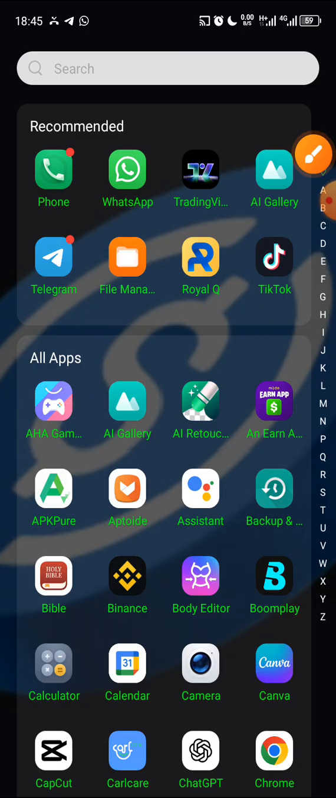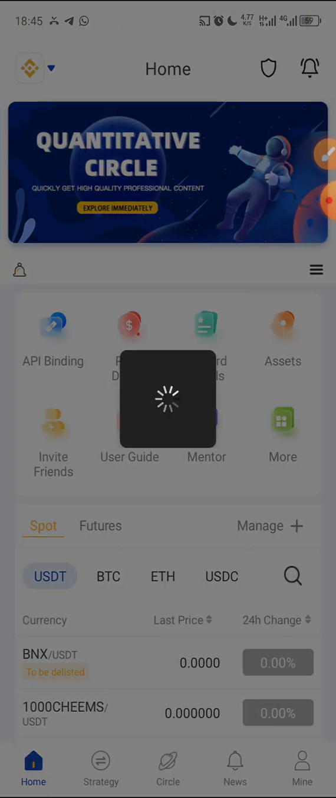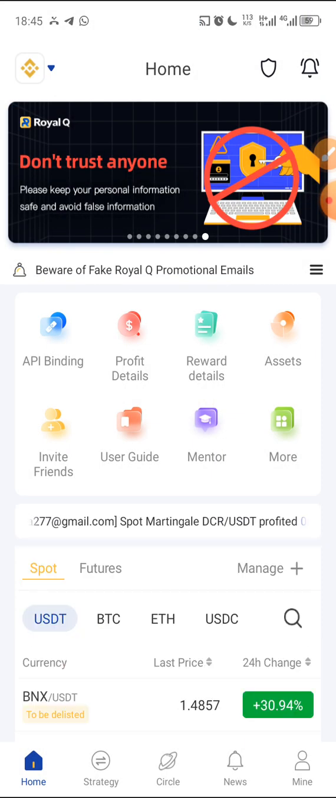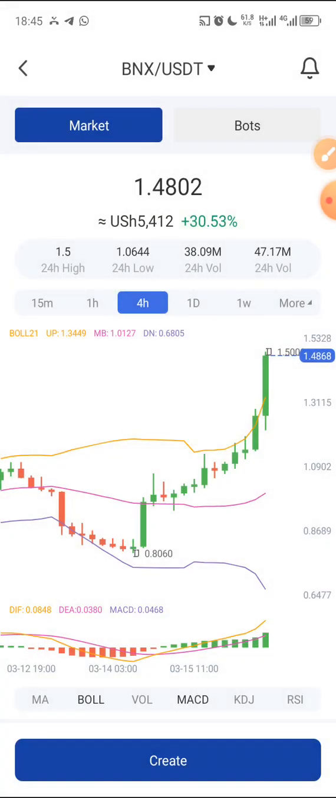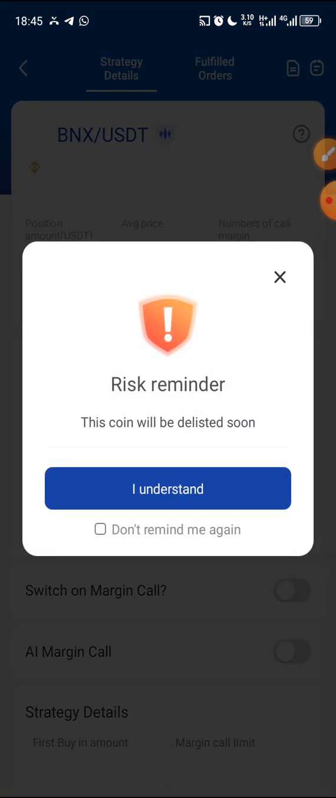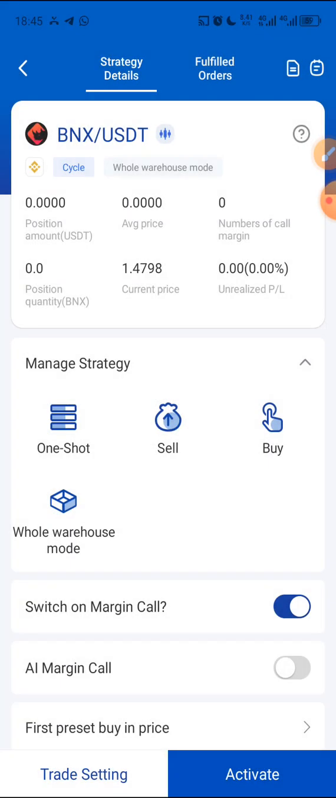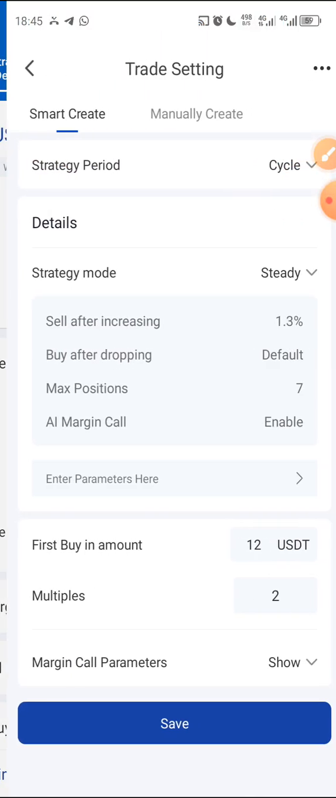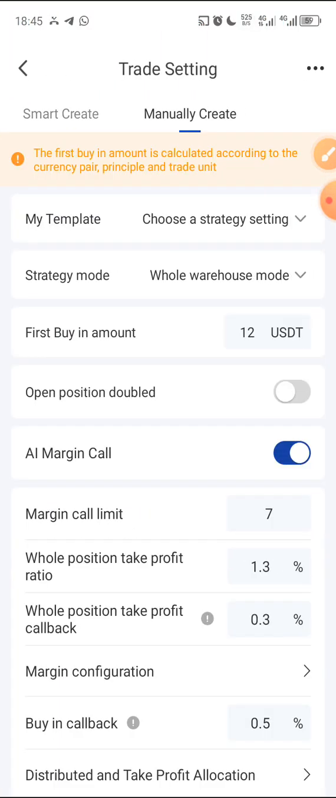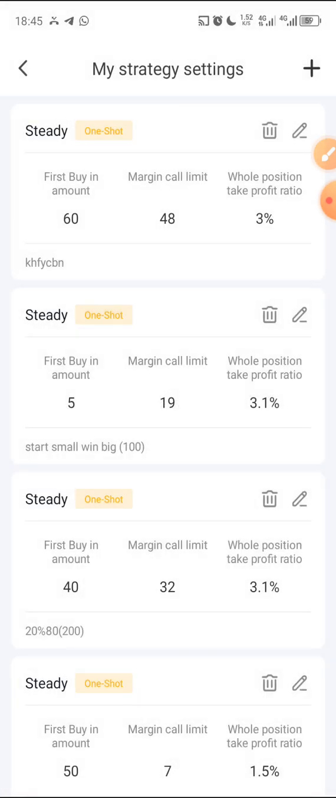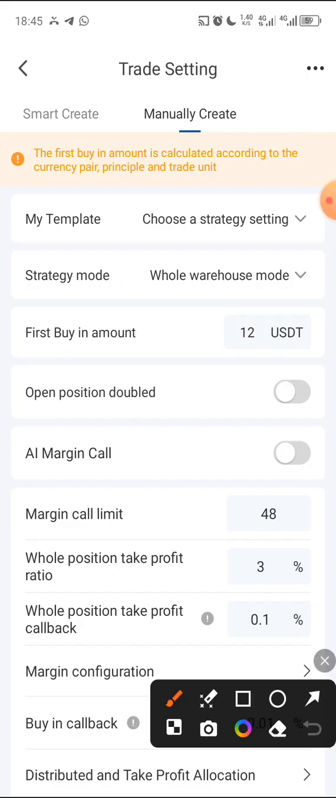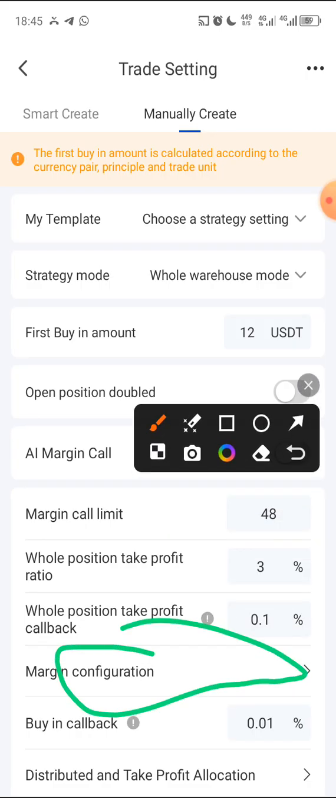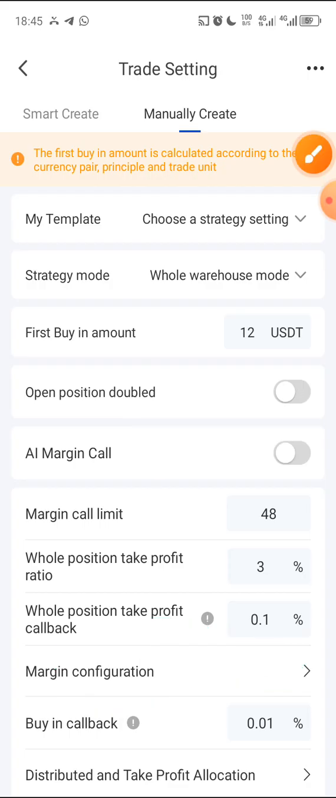You come, you open your royal queue, and pick that coin you want to trade. Just an example, I'm picking BNX to show you as an example. So you come on trade settings, manually create, then you choose a strategy of your own. Then you come to margin call configuration at this point here. Okay, margin call configuration.